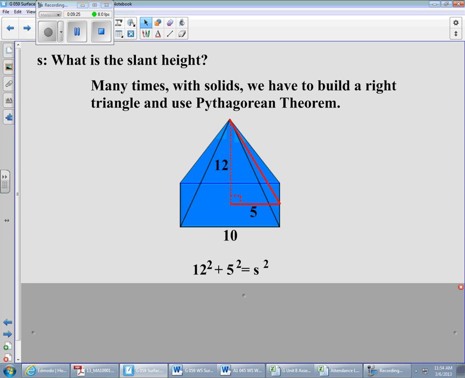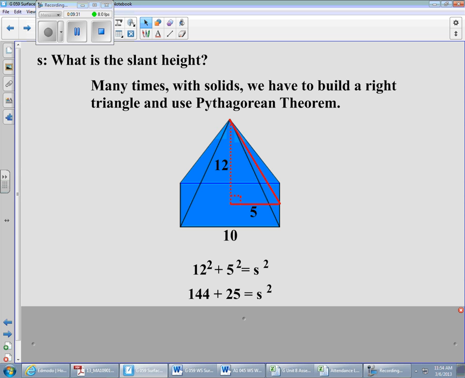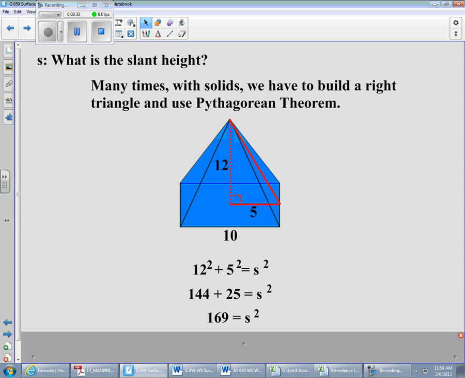Okay, so let's check it out. And some of you may already know this answer because you may have already memorized this triangle. 12 squared is 144, 5 squared is 25. 144 plus 25 is 169. We take the square root of both sides. Anybody know offhand what's the square root of 169? It's 13. Okay, 13. What is this kind of triangle called when you have all three sides and they're all three whole numbers?